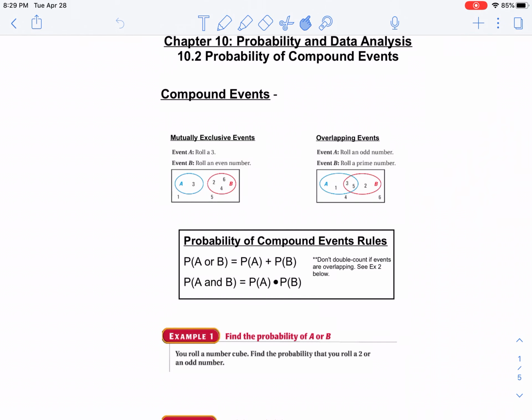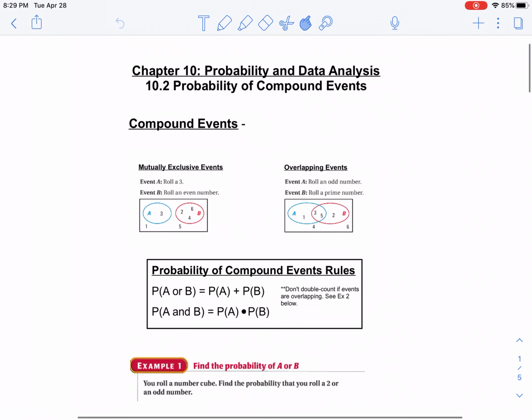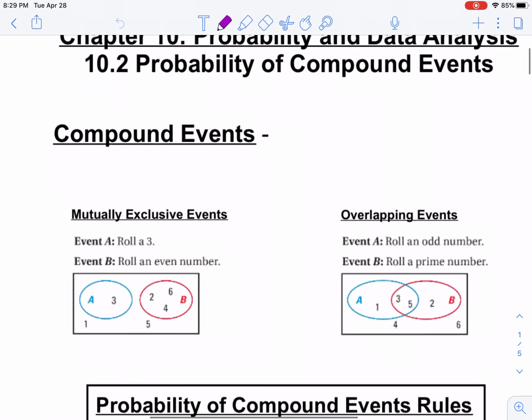All right, everyone, lesson 10.2, probability of compound events. This should be familiar to you, but we will refresh your memory in case you forget.